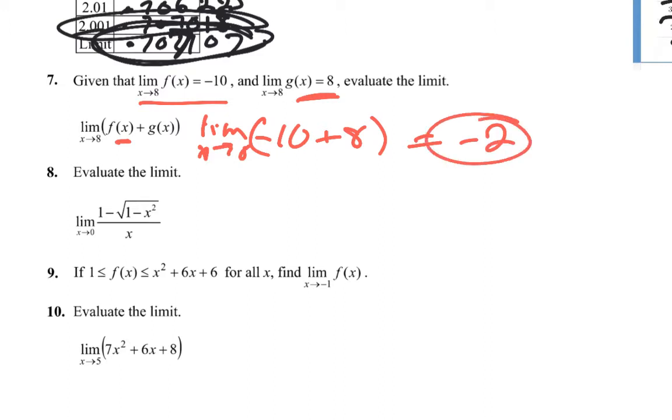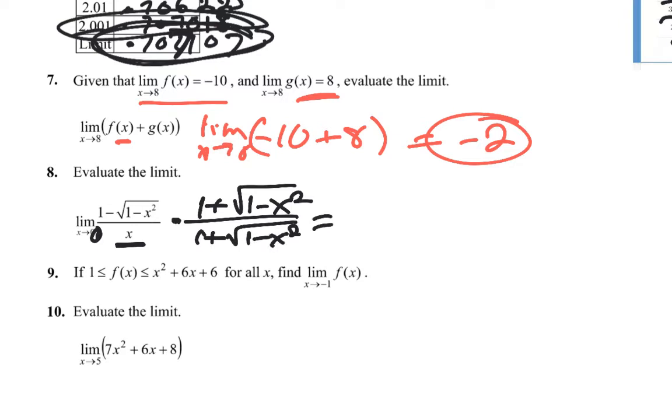Number 8, you evaluate the limit as x goes to 0 of this. Well, I can't just plug in because the x is in the denominator, so I need to rationalize my numerator. So I'm going to multiply by the conjugate of the numerator. When I do the top, I need to do the bottom.